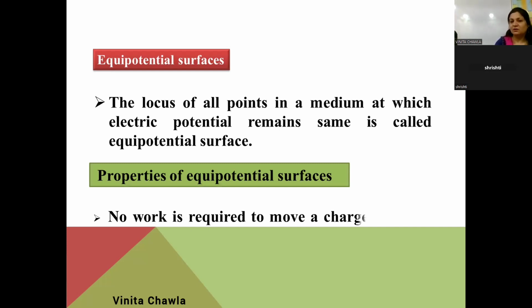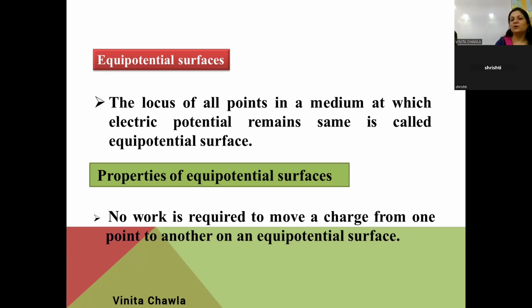No work is required to move a charge from one point to another on an equipotential surface. Generally, when we talk about potential difference, what do we say? Potential difference means one point is at higher potential and the other point is at lower potential. So if both points are at the same potential, then dV is zero. And what is dV? dV is work per unit charge, the work done in moving the charge from one point to another in the electrostatic field of a given charge, and then we find the potential difference.